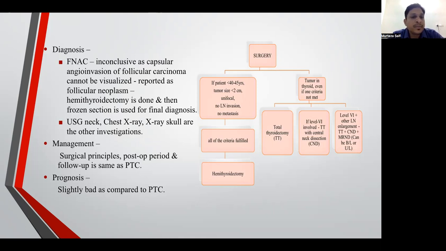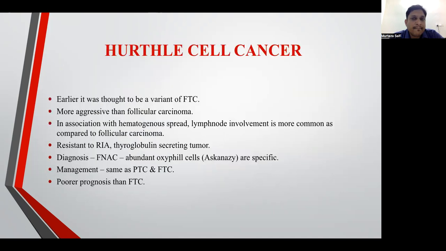Then prognosis is slightly bad as compared to the papillary carcinoma. The next is the Hurthle cell cancer. Earlier, it was thought to be a variant of follicular thyroid carcinoma, but it is more aggressive than follicular carcinoma.